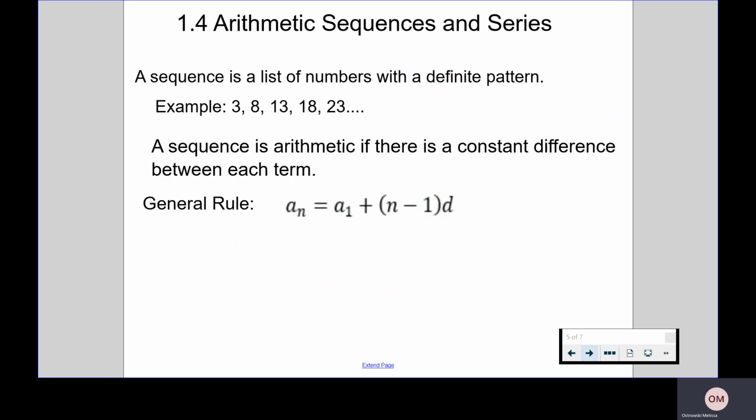All right, now arithmetic sequences and series. You do these in Algebra 1. I'm splitting this up into 2 days since I'm not there. But you do these in Algebra 1.